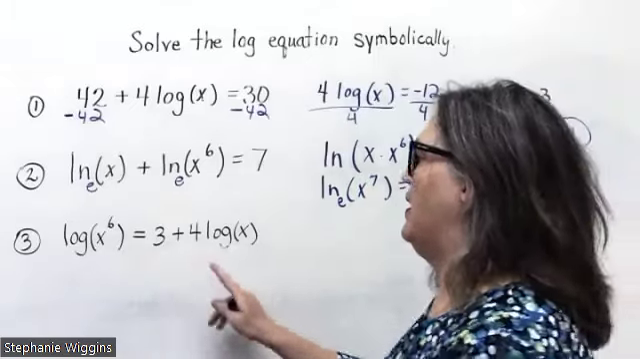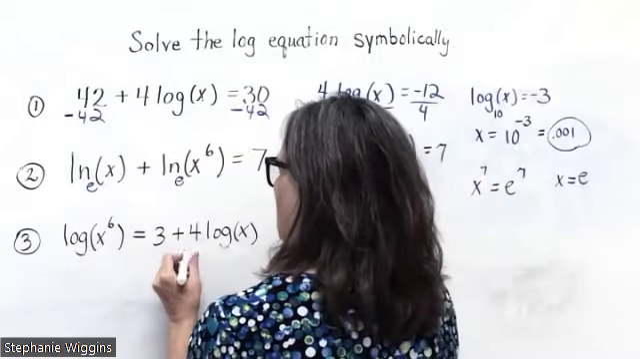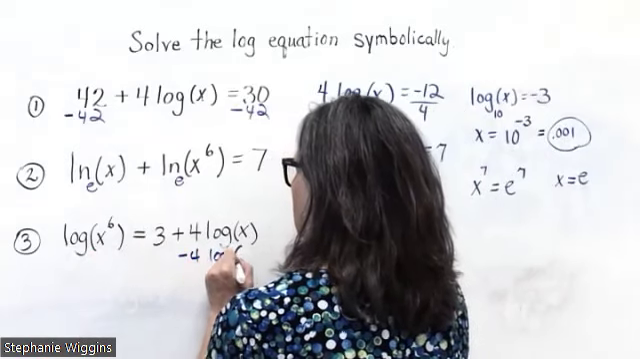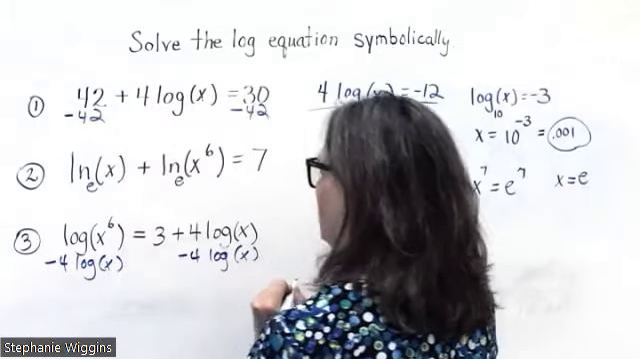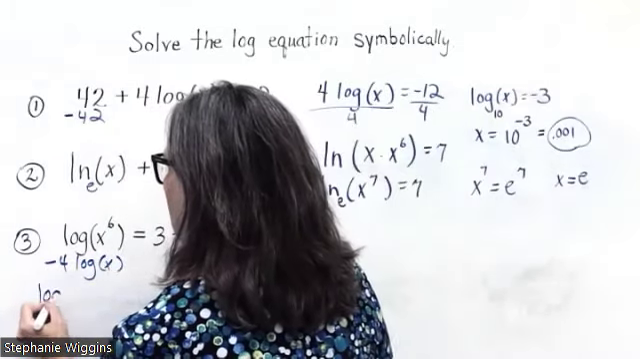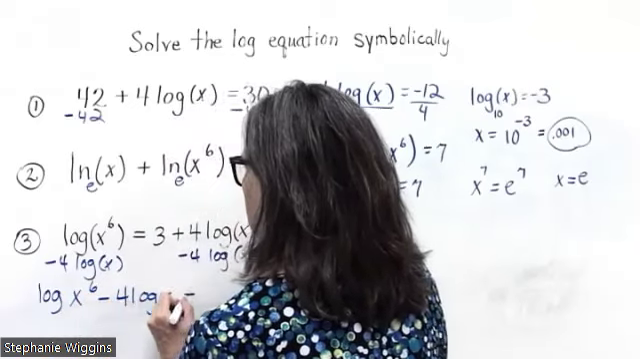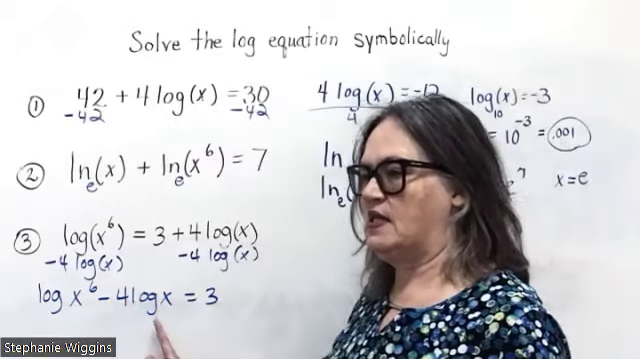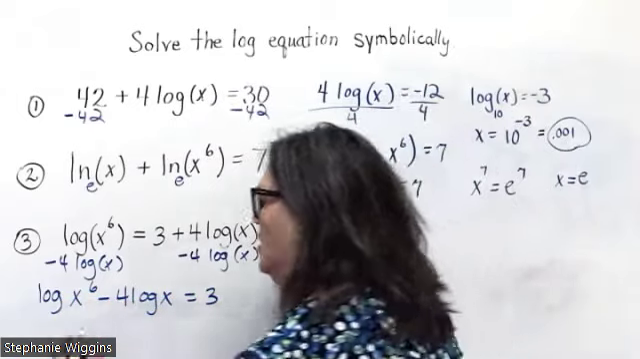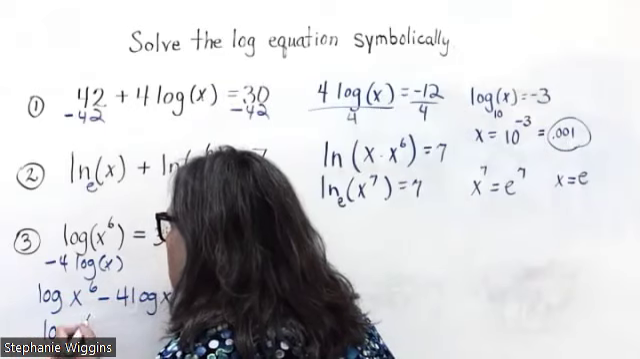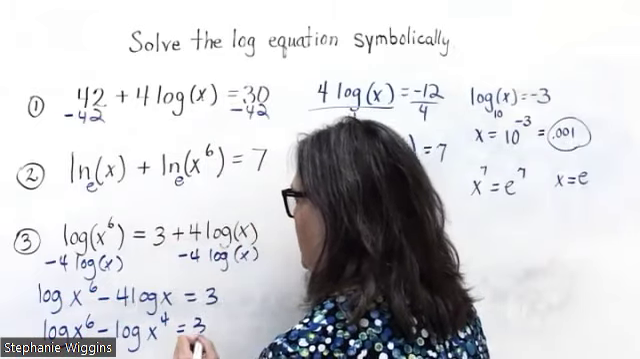Now here, again, we have several logs. We need to group them all together and combine them. So we're going to subtract 4 log of x from both sides so that we can get one single log. And we get log of x to the 6 minus 4 log of x is equal to 3. Now I need to combine these, but first I have to deal with this negative 4. It's in the way right now. So I'm going to make that an exponent. So this becomes log x to the 6 minus log x to the 4th power equals 3.